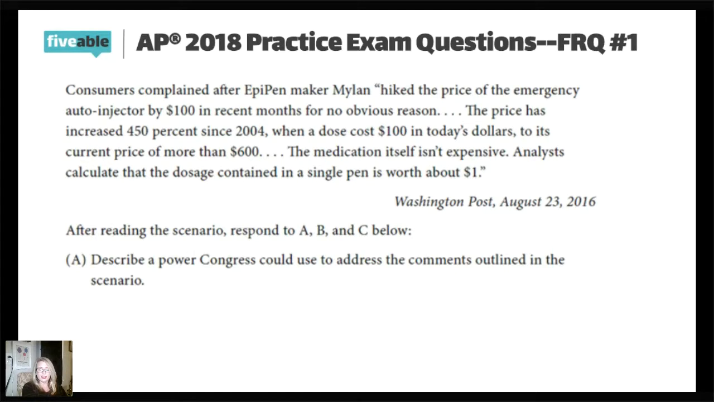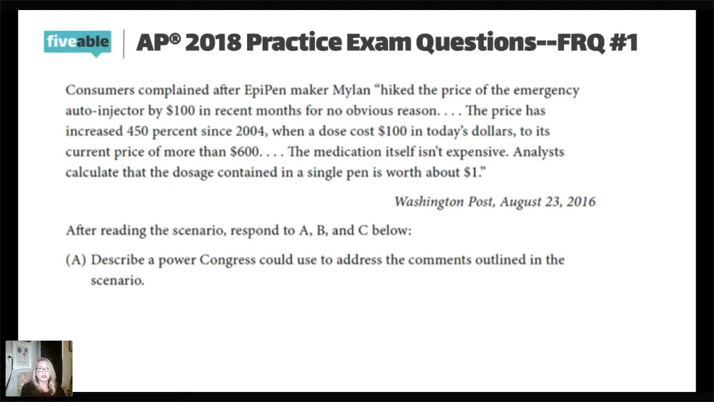Okay. And I've taught econ for quite some time. And the reason why they can do that is because, well, and you guys probably know this, if you need an EpiPen, you're going to pay a bunch for it. You're willing to pay a bunch for it because you need it to live, you know, if you have an allergic reaction.